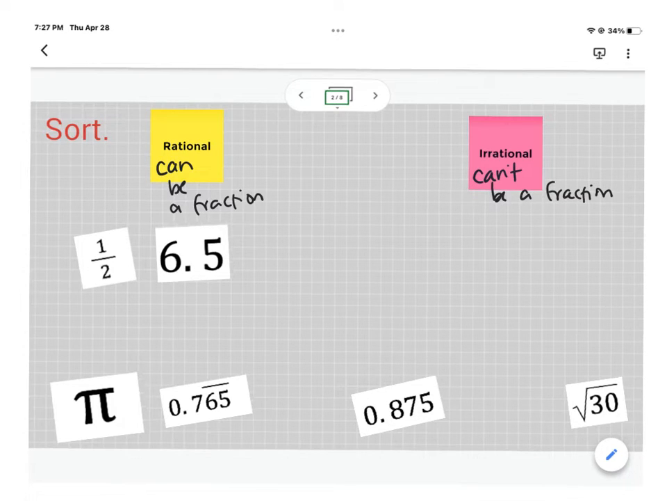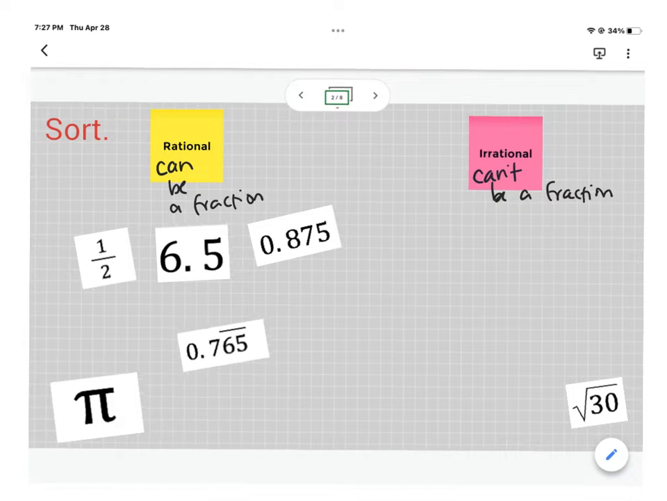Decimals, as long as they end, like 0.875 has an ending point, it doesn't go on forever, or repeats. And that's what this bar means right here. So this decimal, even though it's going to go on forever, is going to mean 0.765656565, and so on, because it's repeating. I don't know how it emerges as a fraction, but I know that it can be, so therefore it's rational.